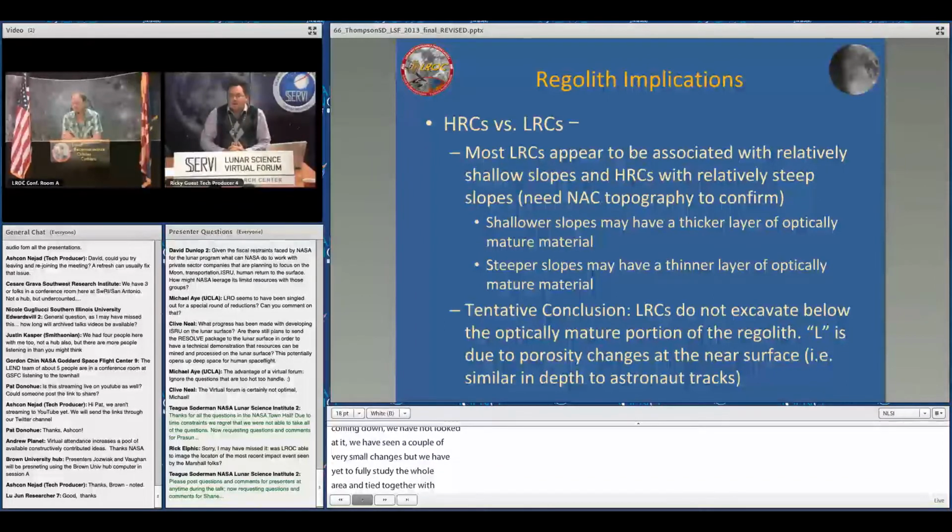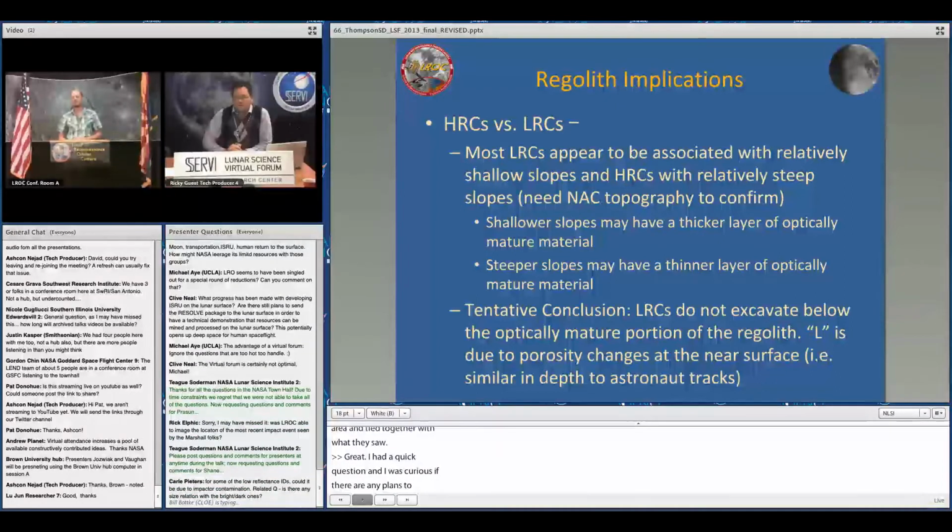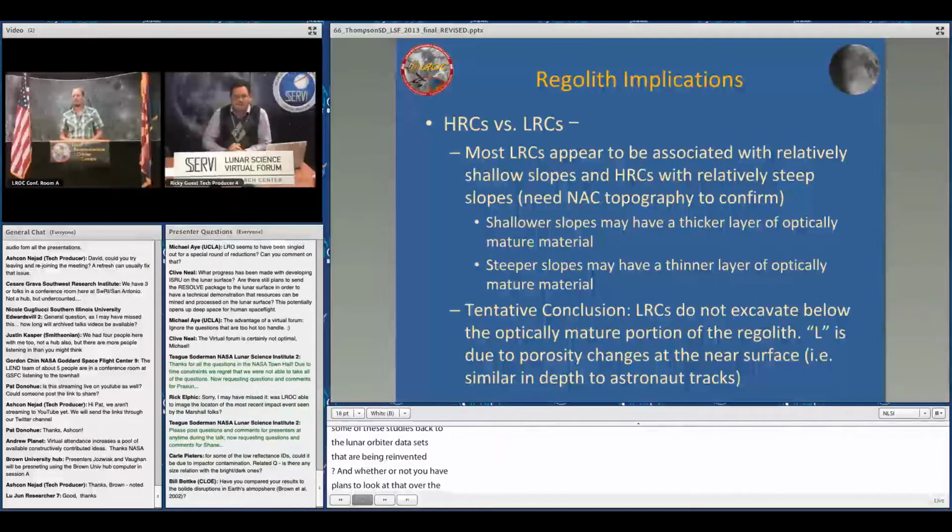Okay, great. I actually had a quick question, and I was curious if there are any plans to correlate some of this data or some of these studies back to the Lunar Orbiter data set that's being reinvented, so to speak, and whether or not you have plans to look at that over the last 40 years as opposed to the last 20 years and see if there's a change in impact rates.